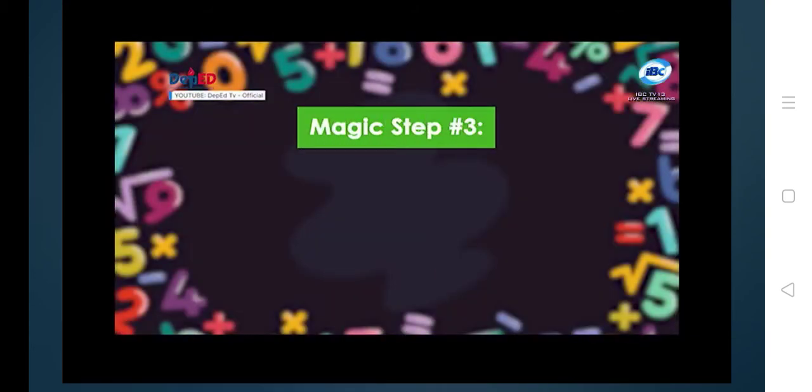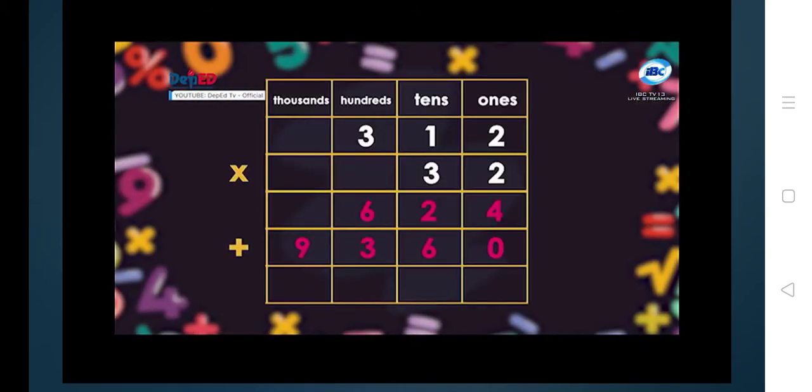Magic step number 3. Add the partial products. 4 plus 0 is 4. 2 tenths plus 6 tenths is 80. We will write 8 under the tens place and add 0 to ones place. Next, 6 hundredths plus 3 hundredths is 900. We will write 9 under the hundreds place and add the zeros to ones and tens place.